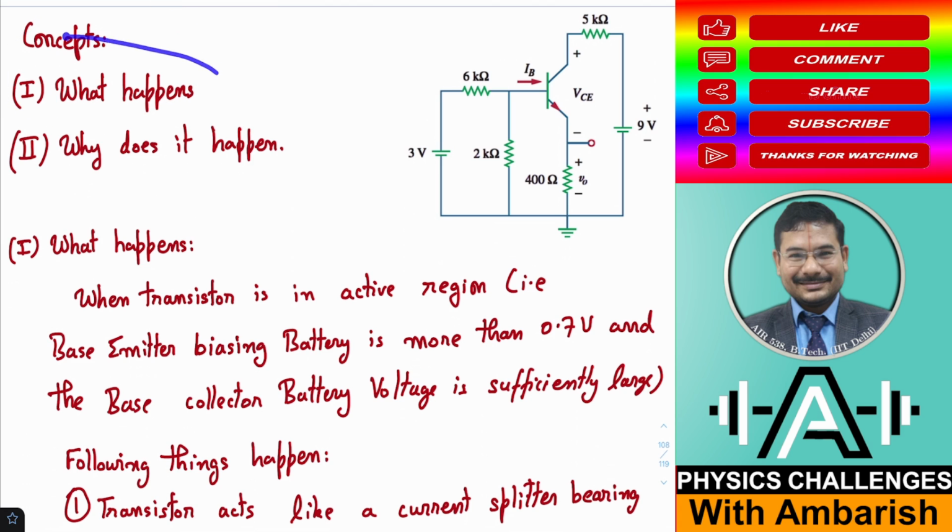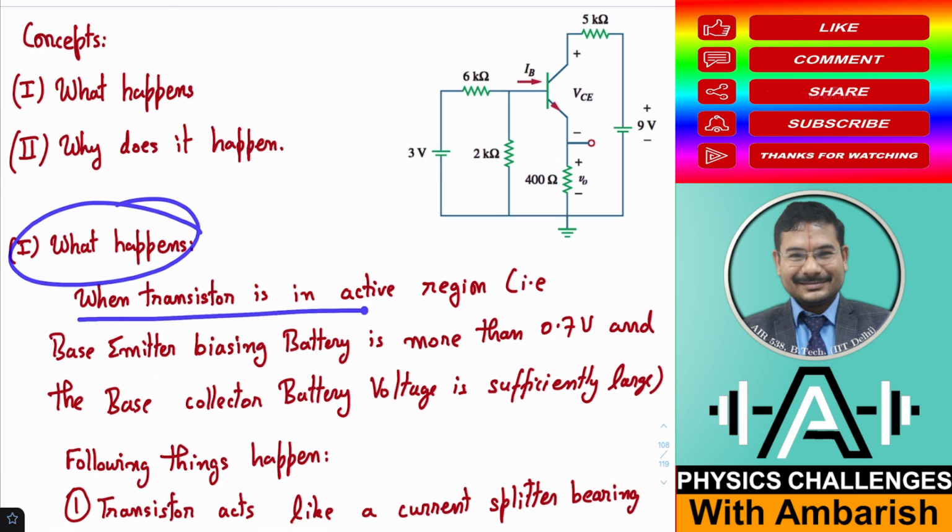Once you know how to solve this circuit, then we'll see why that technique works. Once you are able to solve the problems, you get some confidence and encouragement to study things in further detail. So first we learn how we do the problems, what exactly is happening, and then in the later part we'll be discussing the physics of it. So what happens when a transistor is in the active region?